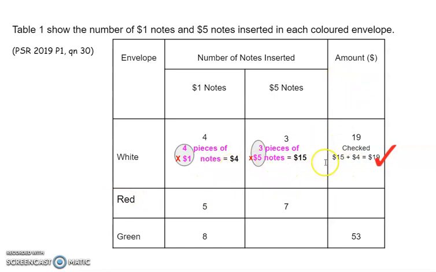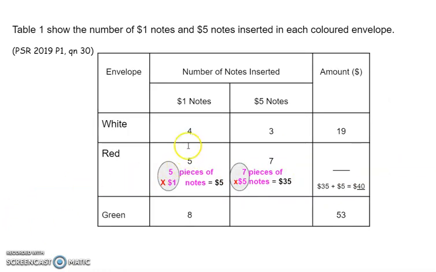Okay, let's check. Is it correct? We are talking about amount, so we're talking about dollars. $15 plus $4, does it give you $19? Yes. So this is correct. So we start with the white envelope. We understand what it means. So now let us solve the red envelope.